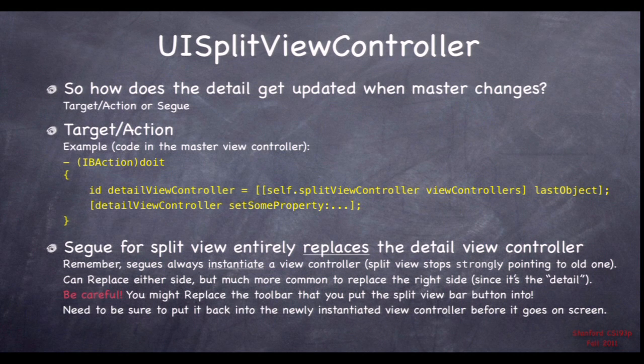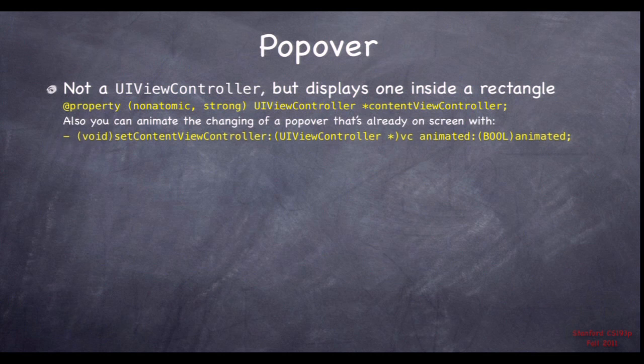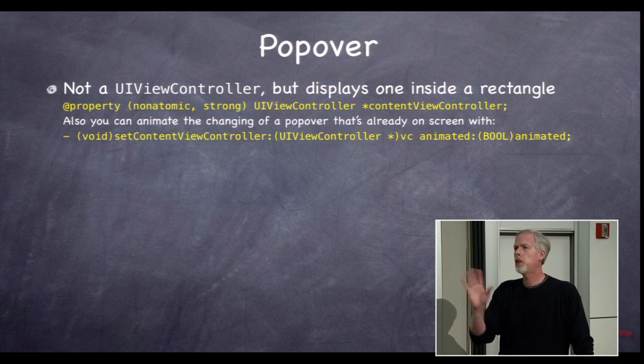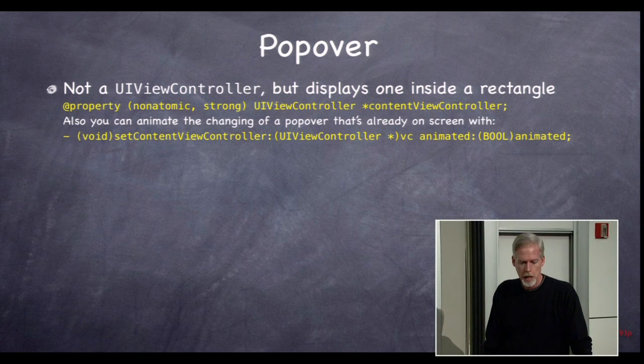And you usually do that in your prepare for segue, right? So you're in prepare for segue, it's a replace segue, you ask the detail guy for his existing bar button, and then you set the bar button in the new one, and then let the segue happen. That make sense? I'm going to show you code to do that as well. That's a little bit of a complication with replace. Luckily, target action, like in your homework, is really, really simple. Okay, that's split view controller.